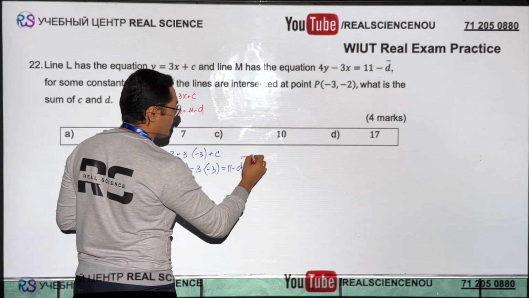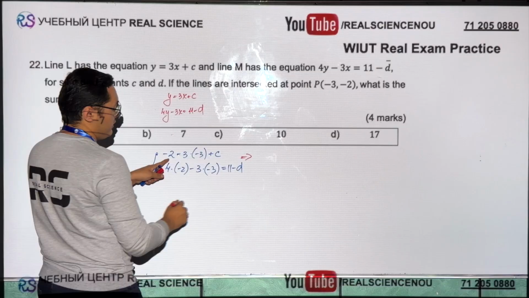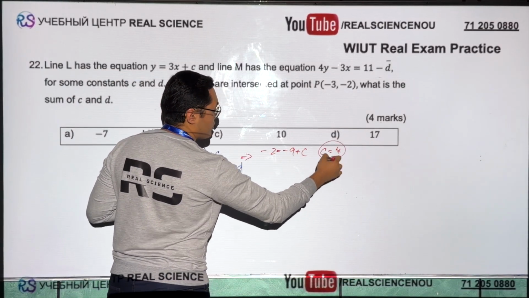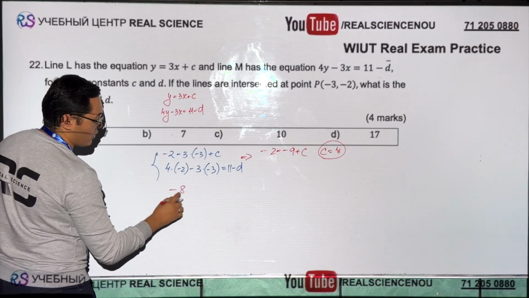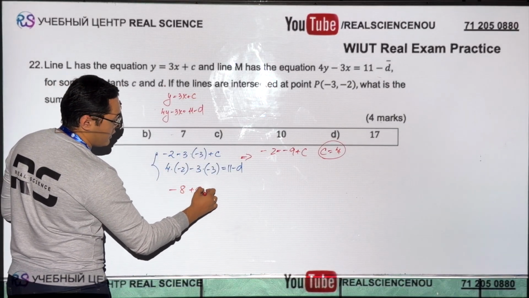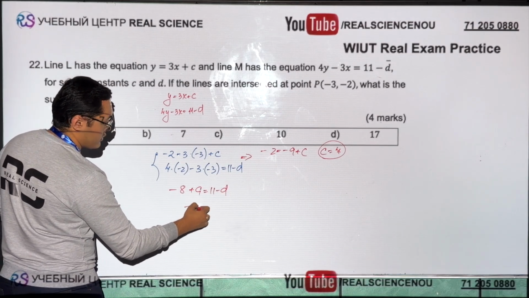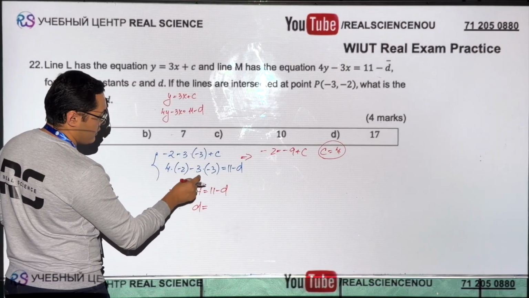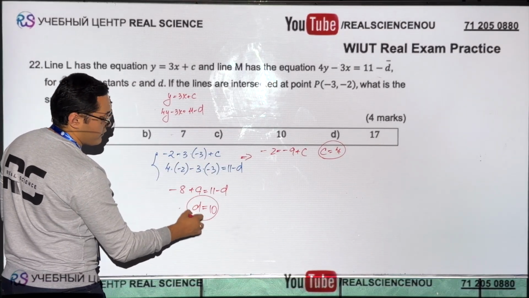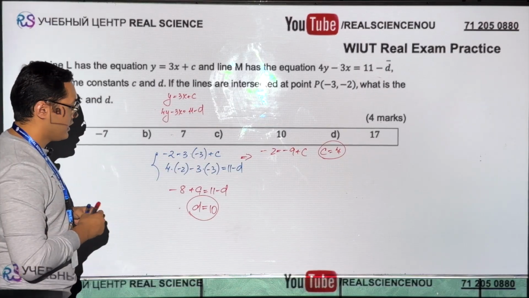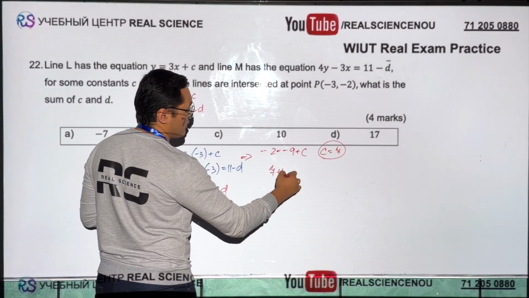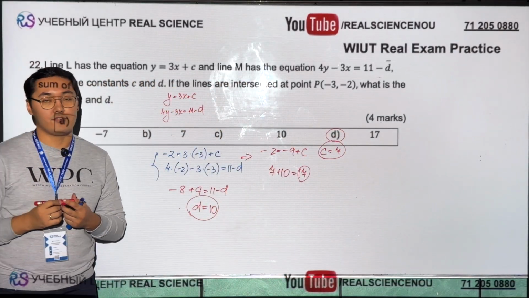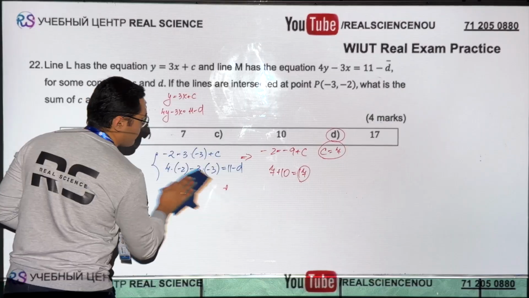Let me do that using the red pen. Minus 2 is equal to minus 9 plus c, which makes c equal to 7. Let's solve the second one. 4 times minus 2 is minus 8, plus 9. So minus d is equal to minus 8 plus 9, which is 1, and 1 minus 11 is minus 10, so d is equal to 10. Because we need to find their sum, 7 plus 10 is equal to 17, which makes D the answer. Okay, let's continue.